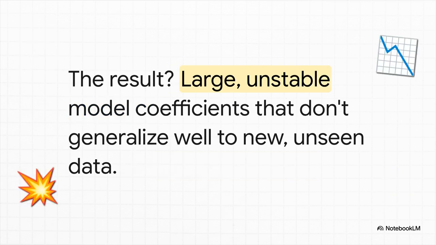So what does this memorization actually look like in the math? Well, it leads to these huge, really unstable coefficient values. The model starts clinging to noisy data points, putting way too much importance on specific features that aren't actually predictive. And that's what makes it so fragile and unreliable when it sees anything new.